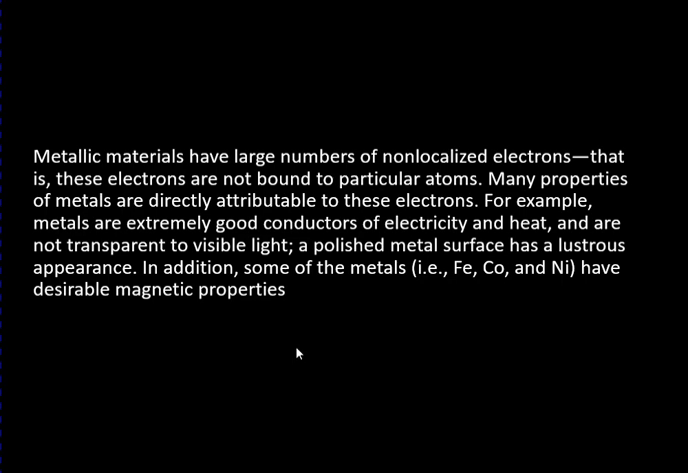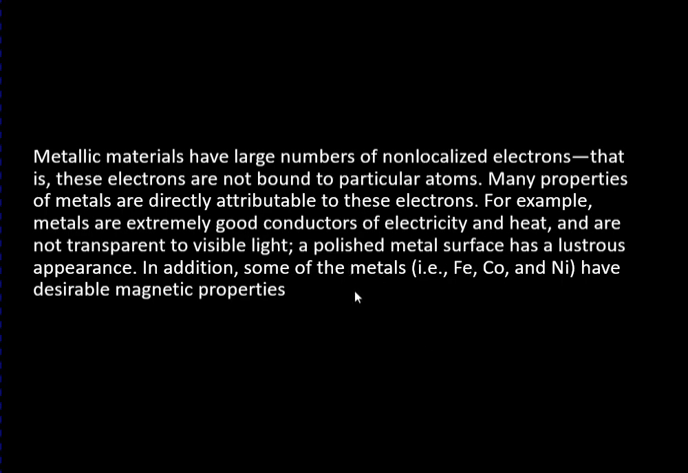Metallic materials have a large number of non-localized electrons. One thing that makes a metal different from non-metals is the fact that they have non-localized electrons. In chemistry, we call them mobile free electrons. These electrons are not bound to a particular atom. They are free and mobile, and that accounts for the electrical conductivity of metals. Remember, conductivity of electricity deals with the movement of electrons.